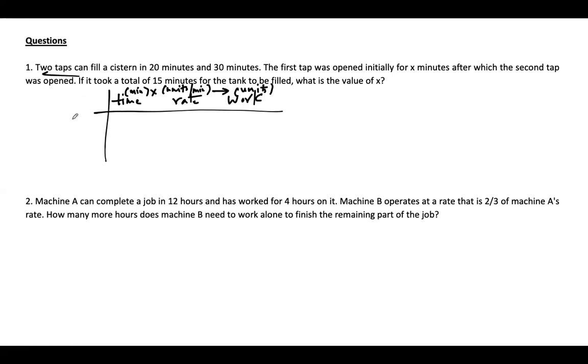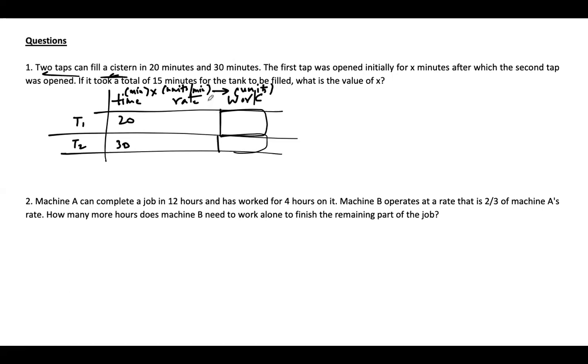Okay, so 2 taps, I'll say T1 and T2. 20 minutes, and the second tap in 30 minutes. Same system, same tank, let's say. So can we assume a value? So we can assume 60. So this comes out to be 3. This comes out to be 2.